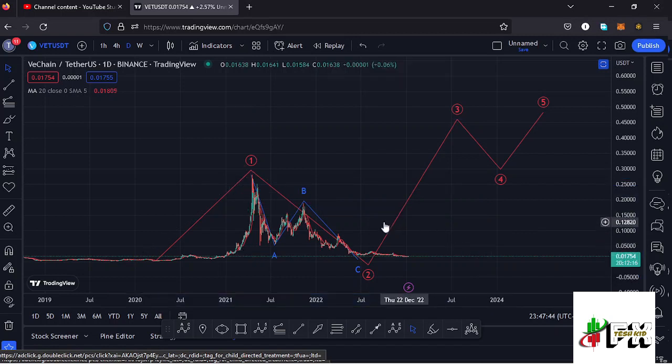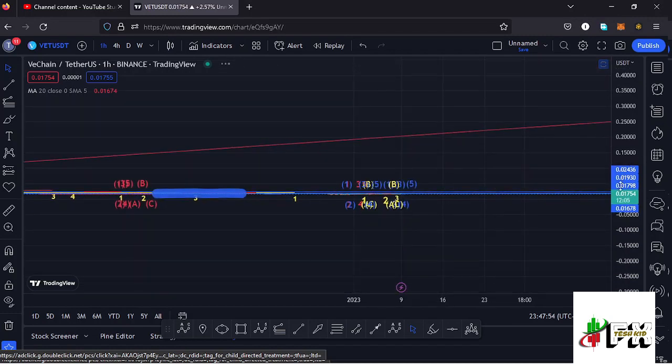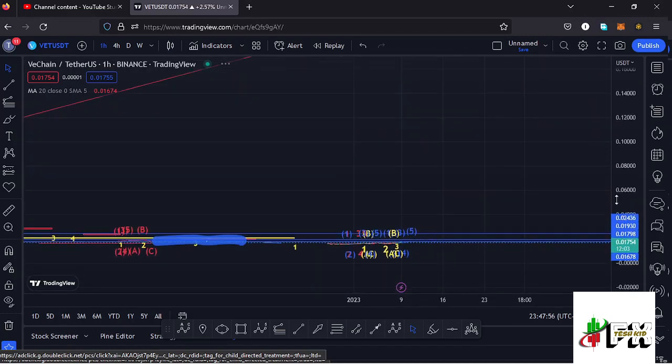And once we see a recovery to the upside in the formation of this higher Elliott wave count 3 on the long-term scenarios, jumping to the 1 hour chart for further analysis, I'll also give you the short-term scenarios that I'm expecting to play out here on the Vechain chart.